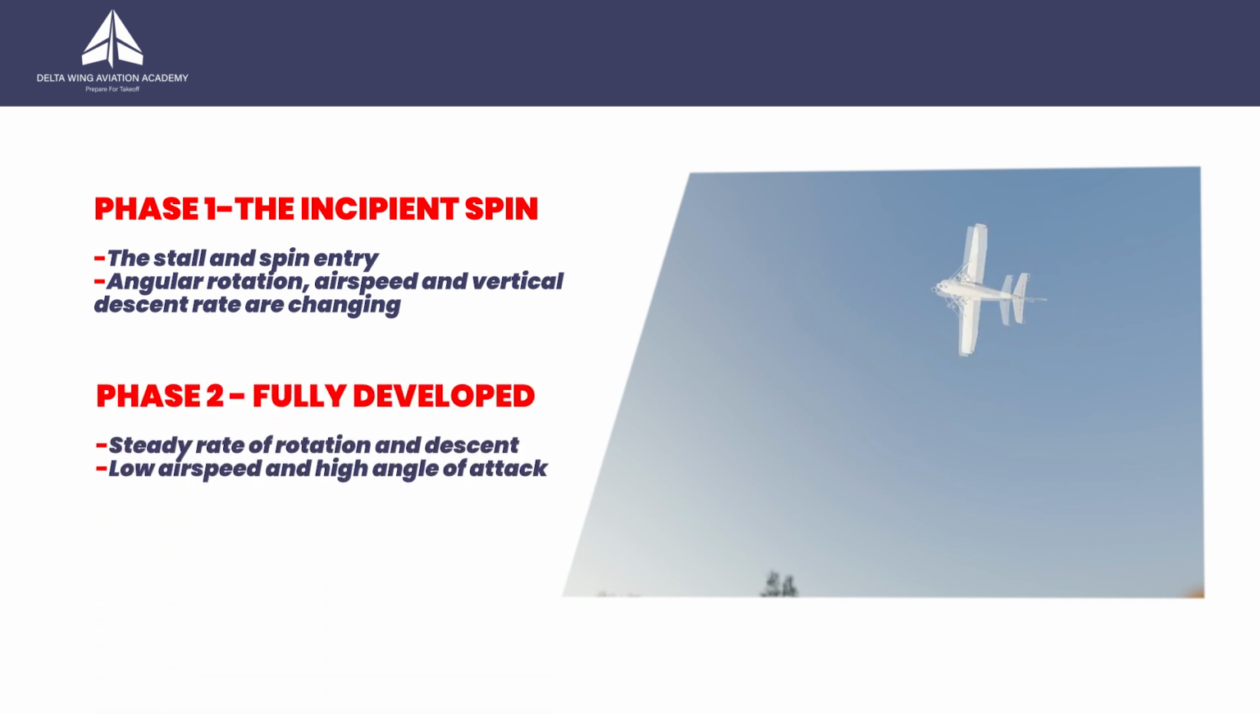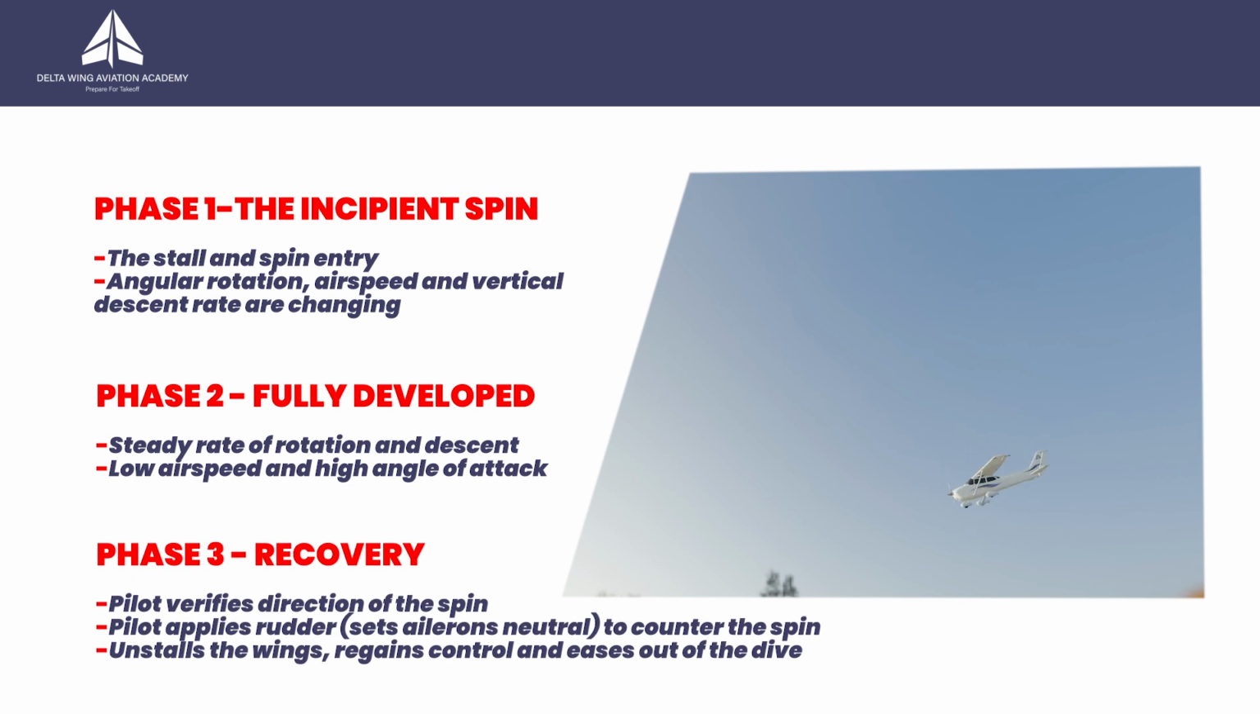Phase 2, fully developed. If uncorrected, an incipient spin degrades into a fully developed spin. In a fully developed spin, the airplane settles into a steady rate of rotation with a steady rate of descent at a low airspeed and a high angle of attack. Phase 3, recovery. Recognition is the step towards a correct recovery. The pilot must analyze all the parameters and verify that the airplane is in fact in a spin before any correct recovery action can take place.